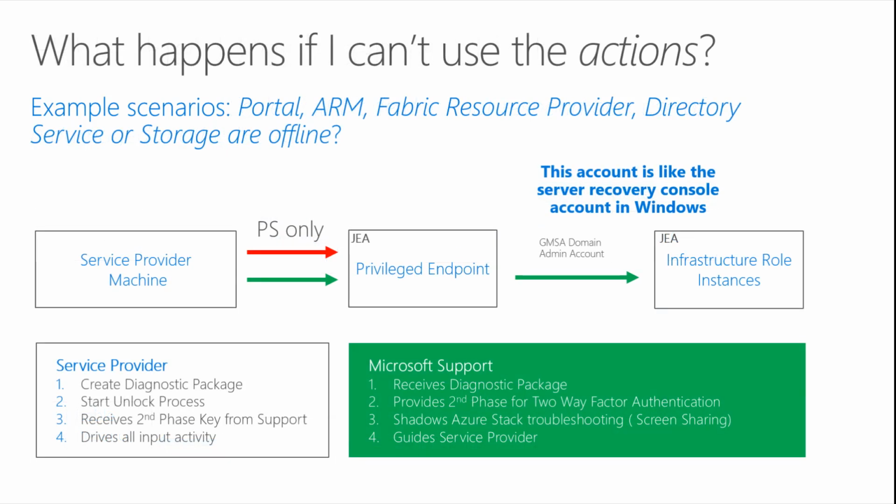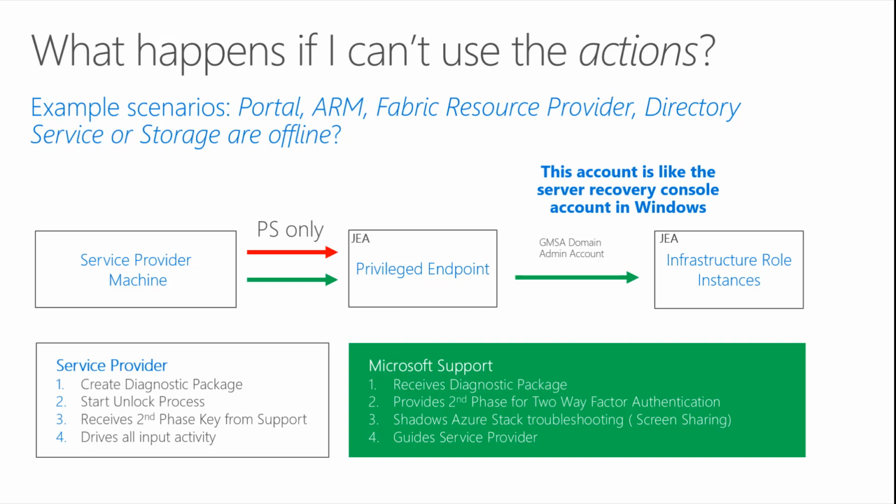So what happens if you can't use the actions, but you can't get to the portal? The portal's down. The directory service or storage are offline. What do we do? On the service provider machine, we can use PowerShell only, get to that PEP, or privileged endpoint, and from that we can open up a ticket and use the GMSA, the Group Managed Service Account, domain admin account, with the help of support, to get into those infrastructure role instances.